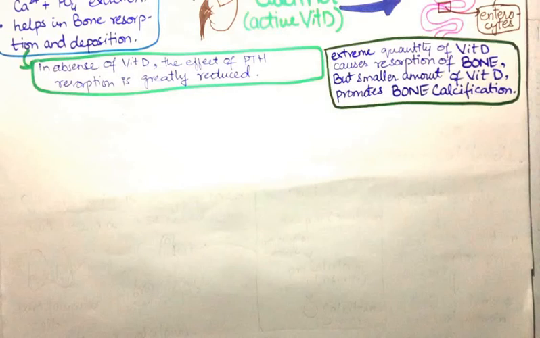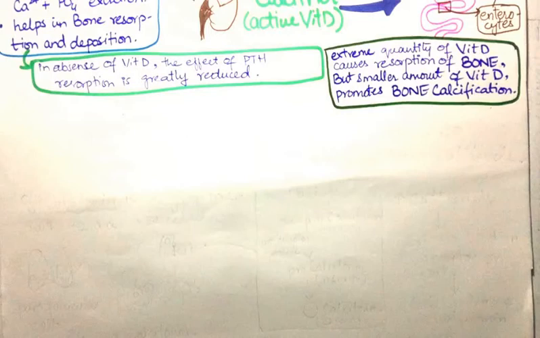Up till now, we have discussed how parathyroid hormone and vitamin D help to regulate the calcium level by increasing the calcium absorption from the intestine, by decreasing the excretion of calcium from the kidneys, and how they increase the bone resorption in order to maintain the blood calcium levels.